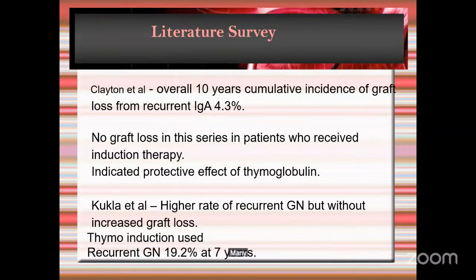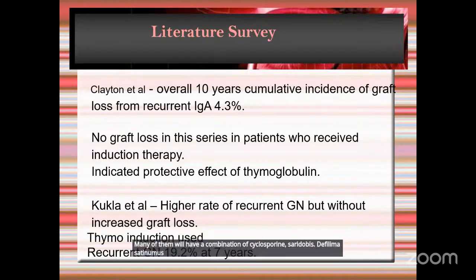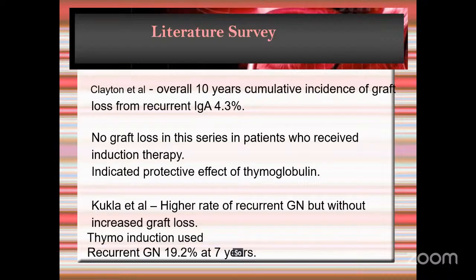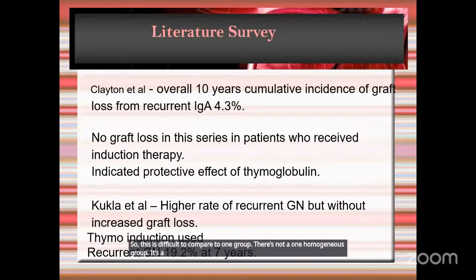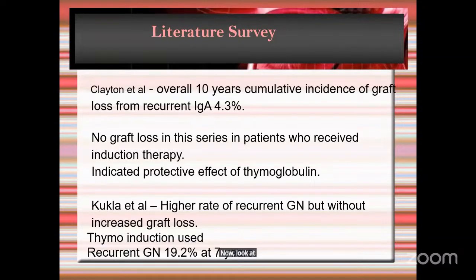Many of them will have combination cyclosporin sirolimus, tacrolimus sirolimus, cyclosporin azathioprine. So this is difficult to compare to one group. This is not one homogeneous group; it's a heterogeneous group. Now look at another significant publication of recurrent GN from Clayton.